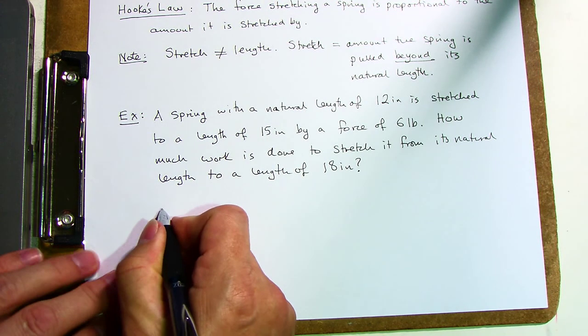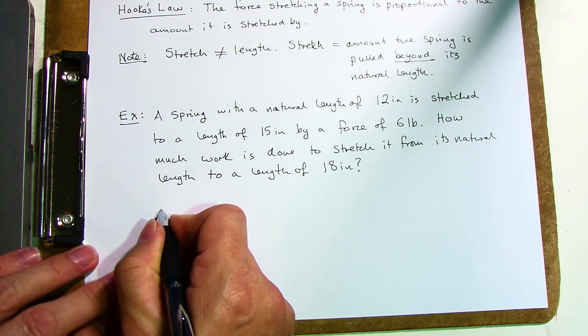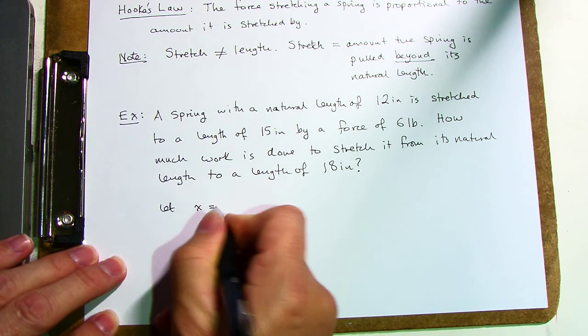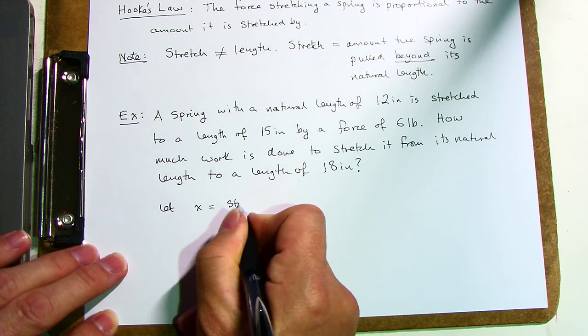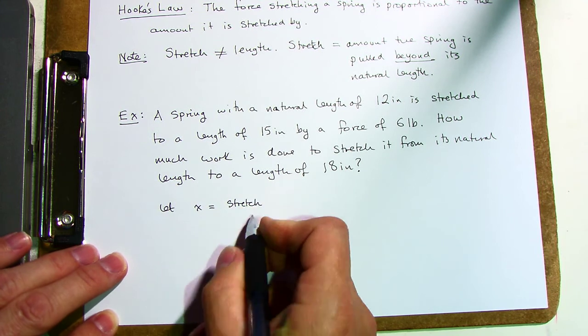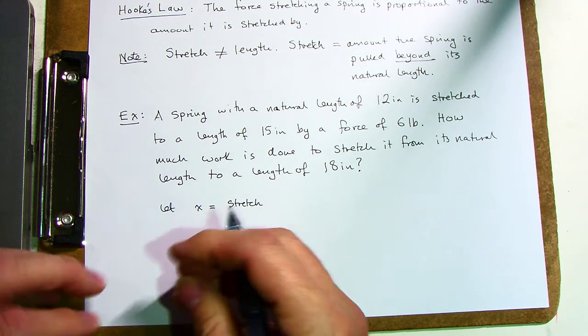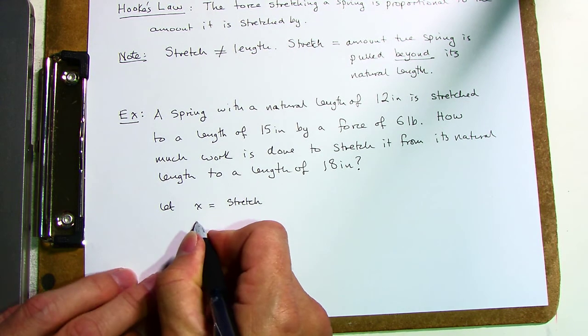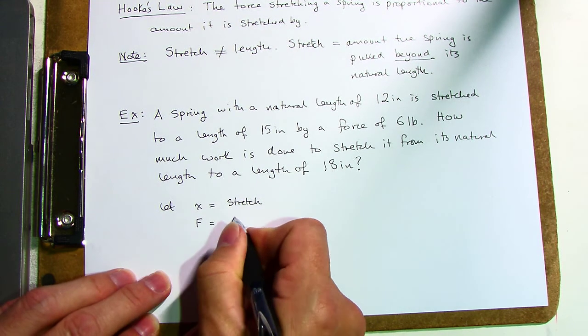First, let's choose some variable names. Let's let x represent the stretch. Again, that's not the length of the spring, that's not how long it is, that's how far it went beyond its natural length. Let's let F represent the force.